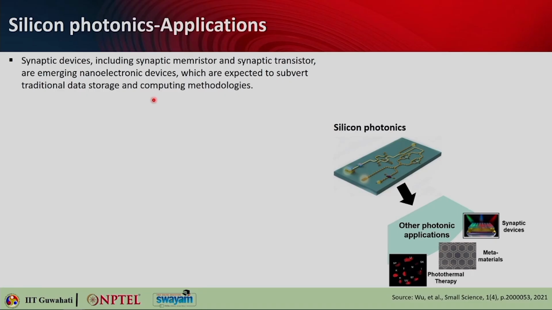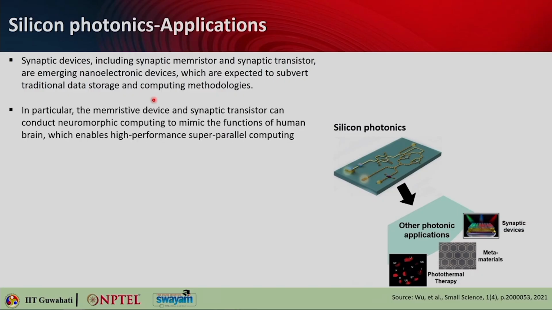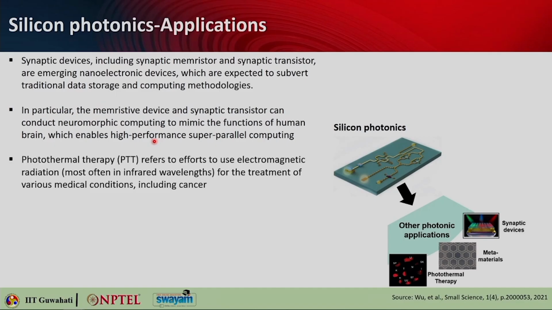So with the need of more and more storage, people are looking for this kind of technologies, nanoelectronic technologies. In particular, the memristor device and synaptic transistor can conduct neuromorphic computing. Just like the way our brain computes things, these devices are also trying to conduct neuromorphic computing. It's kind of mimicking the brain, okay, to enable high performance super parallel computing.